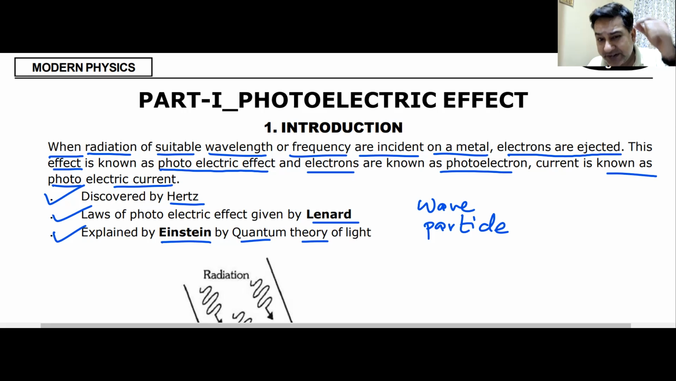Let us take the example of an electron. An electron is a particle. Particle, when I say in this particular context, quantum theory of light, quanta. Have you heard about this word quanta? Quantum comes from quanta.